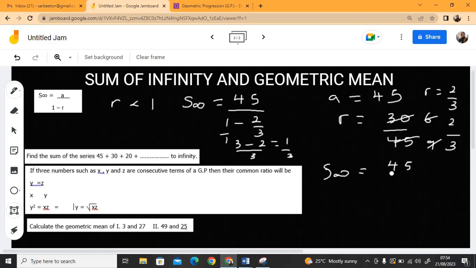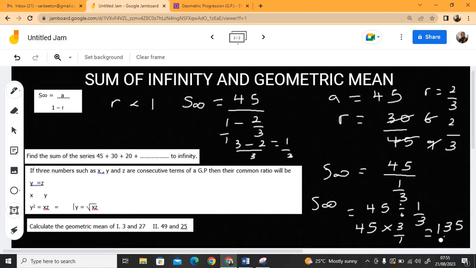So you have sum of infinity here is 45 over 1 over 3. So it's the same as saying sum of infinity equals 45 divided by 1 over 3, which is 45 times 3 over 1. And 45 times 3 is 135. So sum of infinity here is 135. So this is your final answer for that one. Now the next one is just a very simple question, so I don't have to dwell much on it.